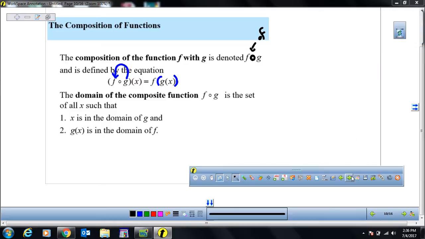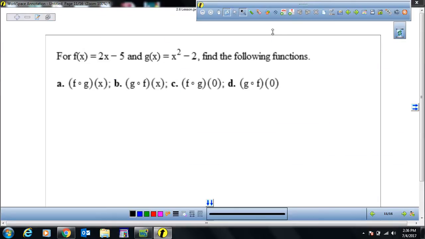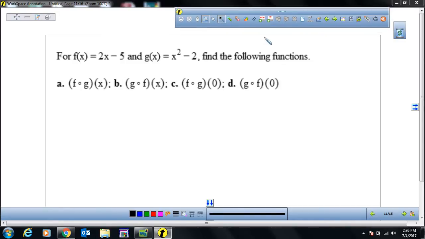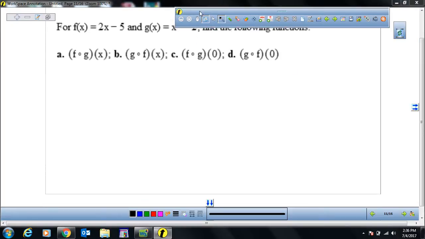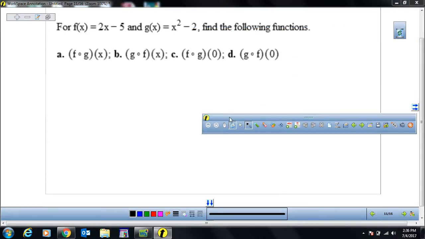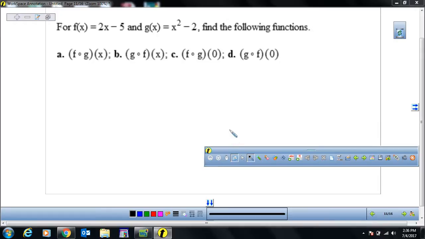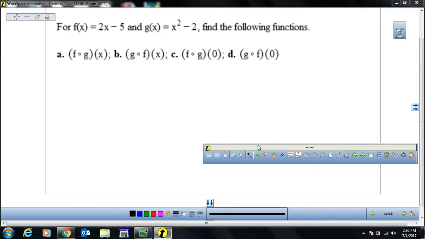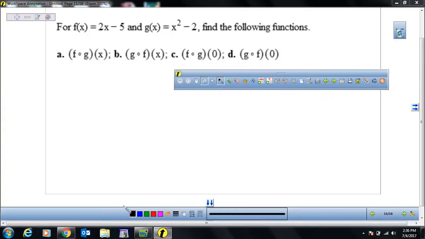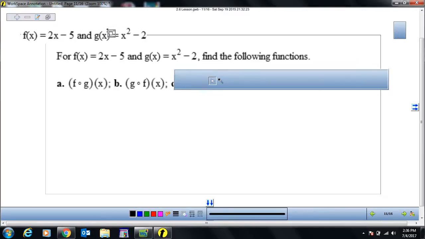Alright, so now we're going to get into this question: f of x equals 2x minus 5 and g of x equals x squared minus 2. We're going to find the following: f of g of x, g of f of x, f of g of 0, and g of f of 0. Right here I'm going to show you how we can find the function values for any given x in two different ways. So the first thing that we're going to create is the function f of g of x. So let's go ahead and begin.